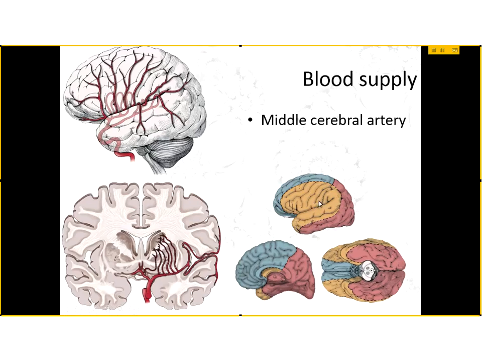This area is supplied by the superior division. This area is supplied by the inferior division. So if you had a blockage here in the superior, so you had a clot or something that was here, you would lose neurons in this area, and that's part of the frontal cortex, and you would lose the ability to produce speech. You would still be able to understand speech, but you wouldn't be able to produce speech. Whereas if you had a blockage here, this inferior division of the middle cerebral artery, you would lose the ability to comprehend speech, but you'd still be able to produce speech.